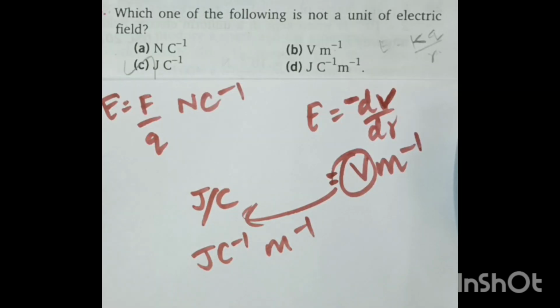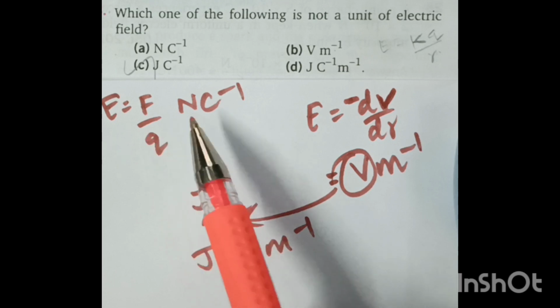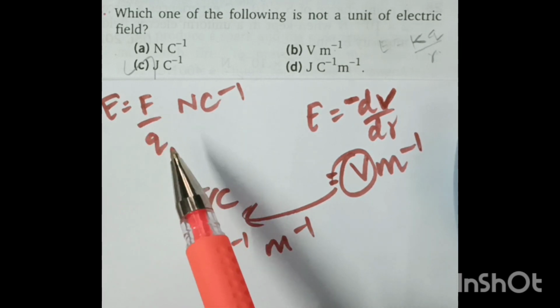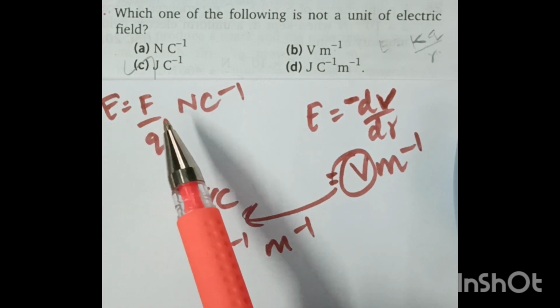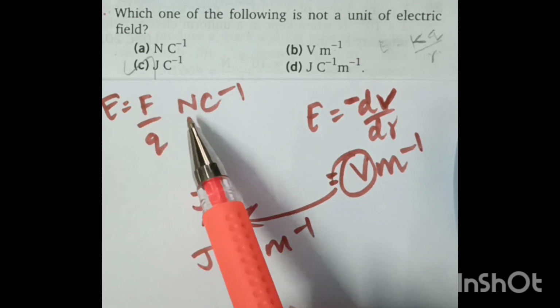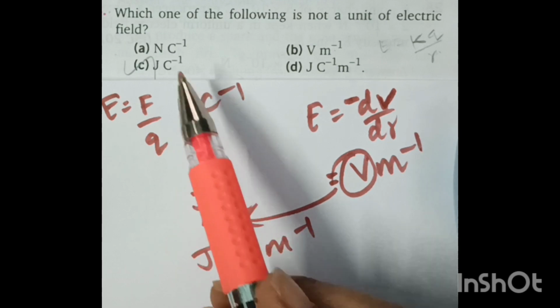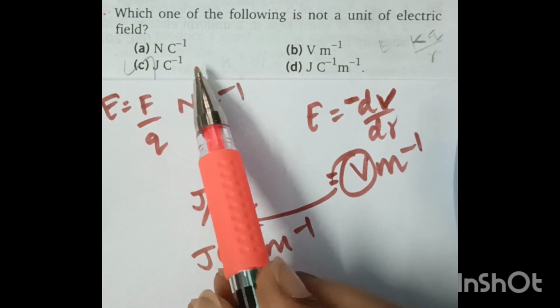Which one of the following is not a unit of electric field? They have given 4 options, so we have to find that. We know electric field is equals to F by Q, that is force per unit charge. What is the unit of force? That is Newton. What is the unit of charge? That is Coulomb. So it is Newton per Coulomb. So that is the first option, so that is not the correct answer.